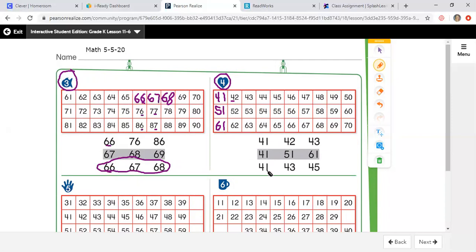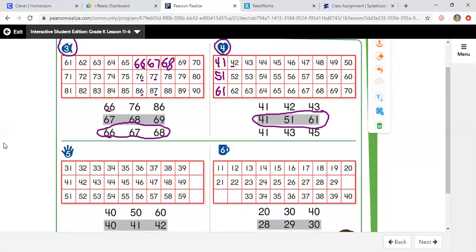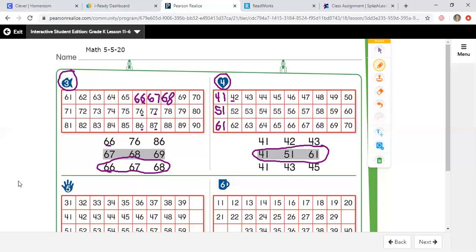Do y'all see those numbers down here? I see 41, 42, 43, but I'm looking for 41, 51, and 61. I see that right here. All right, so for number 4, you can pause the video and write these numbers down, 41, 51, and 61. All those numbers come after their decade numbers. Let's go to number 5. Make sure you pause the video if you need more time.